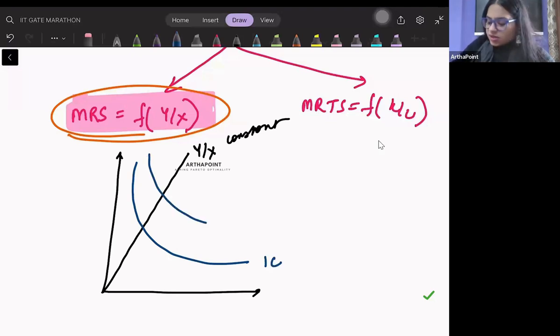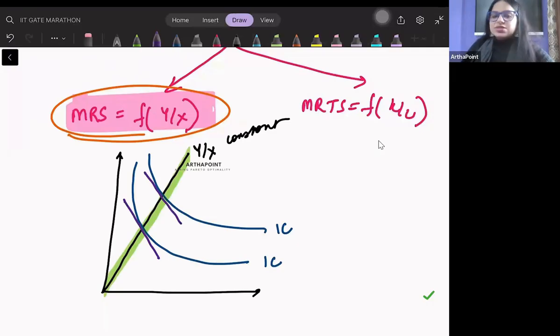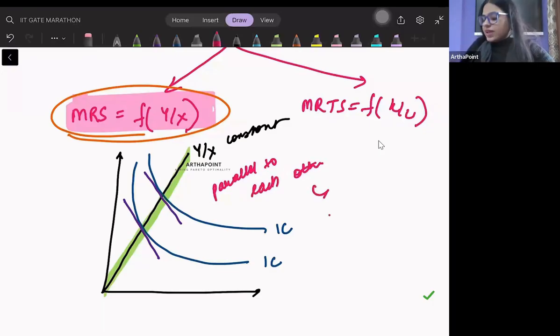This is my another indifference curve. Then, as long as I am on the same ray through the origin, मैं same ray पर हूँ, it means that my MRS should also be the same. तो अगर मैं ये दो lines बनाऊंगी, tangent lines बनाऊंगी, they must be parallel to each other. Right? If this is satisfied, then I can say that it is homothetic.